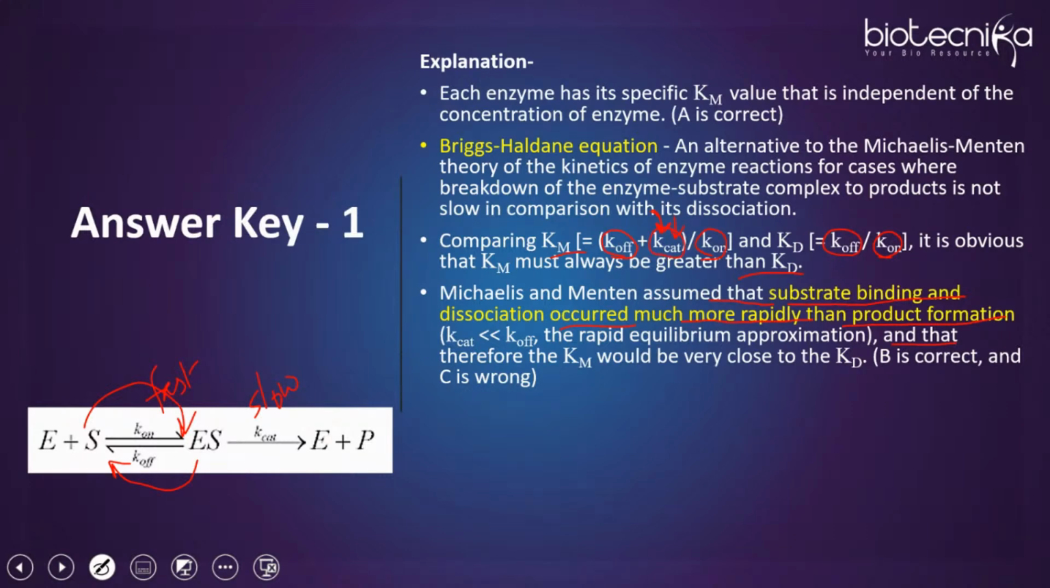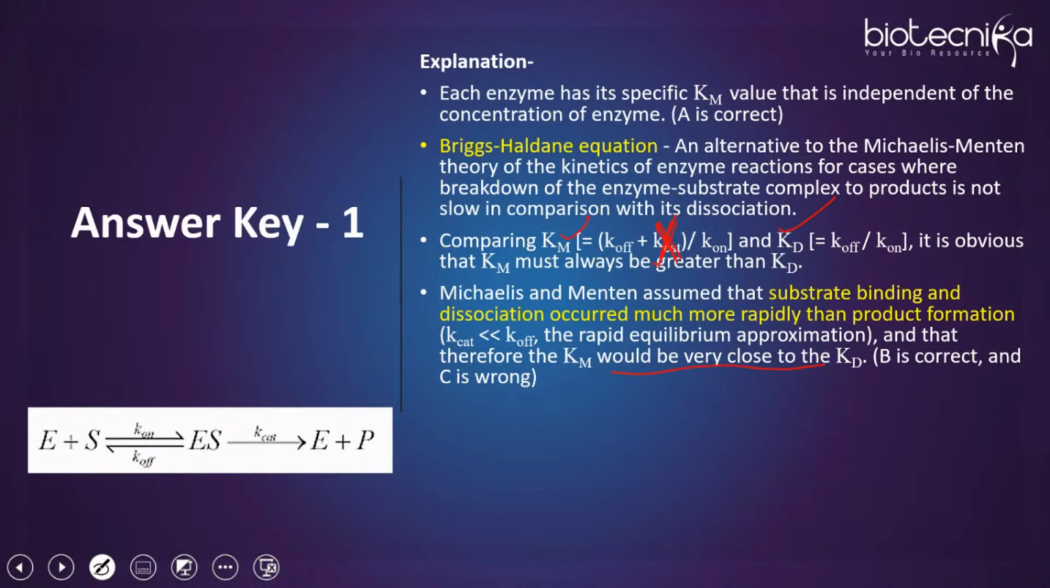Basically, Kcat is the rate constant, which tells how fast the reaction is taking place. So if it is a slow reaction, the rate constant value will be lower. If it is a lesser value, you can almost ignore it in the equation. If that is the case, then Km becomes almost equal to Kd.